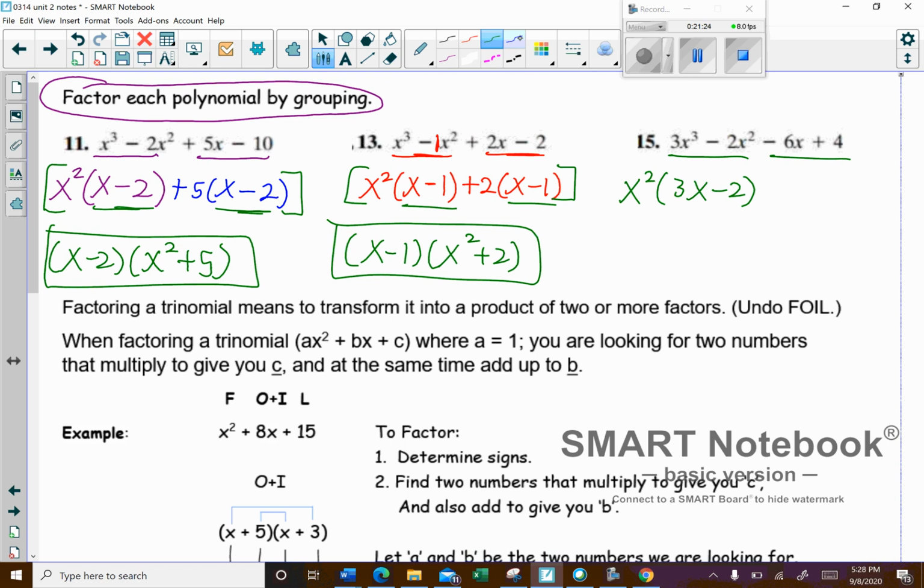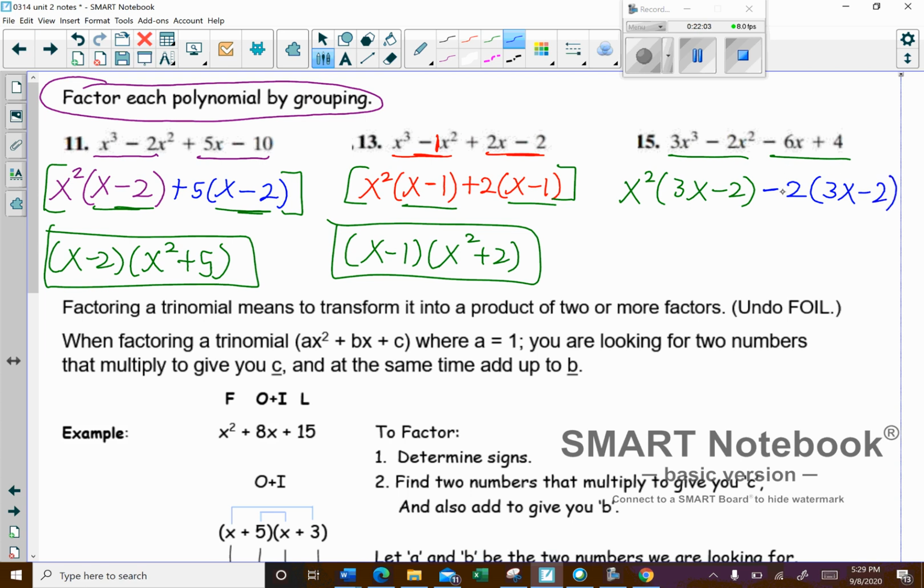Now, this one's a little tricky. What makes this one tricky is I have minus 6x plus 4, but I'm going to need that to be a minus 2. I really need 3x minus 2. But notice the difference. I have a minus here, and I have a plus here. So that means I'm going to have to factor out a negative. I'm going to pull out a negative 2. And when I pull out a negative 2, it's going to cause a sign change for both of these. So that minus 6x turns into a positive 3x, and that plus 4 turns into a minus 2.